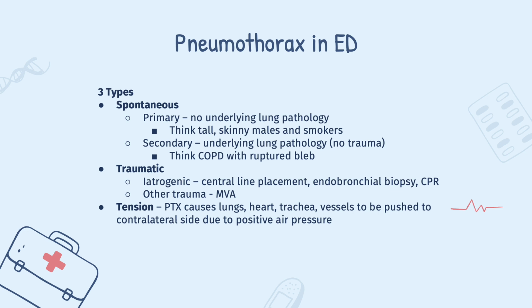And then our tension pneumo. So the tension pneumo causes the lung, heart, trachea, and vessels all to be pushed to the contralateral side because of the positive air pressure. So there you're going to see a deviated trachea. This is an urgent emergency. So you need to do needle decompression with tension pneumos right away. The others, you have a little bit of time.